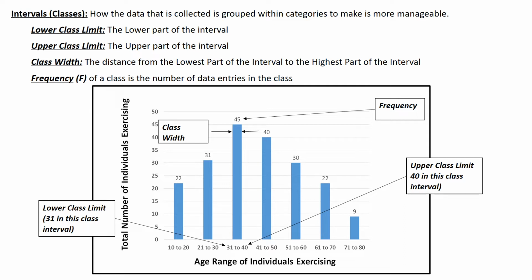But at this point, I just want to understand that is that range within each bar, the lower class limit and the upper class limit. There's the class width. And the class width is the difference from the lowest to the highest. And then the frequency is the number of individuals in this case by the age range that are exercising. That is the raw number within each category.